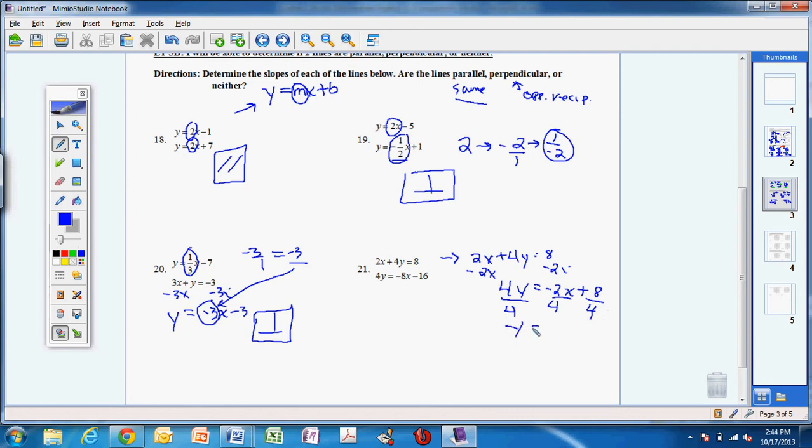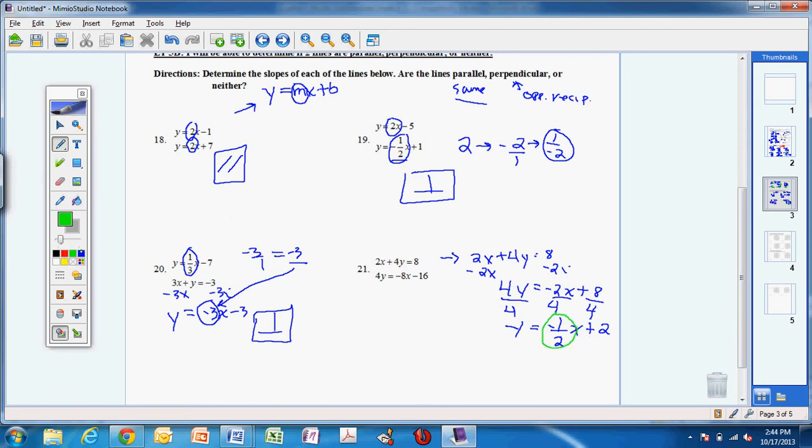Since we're multiplying by 4, we have to undo multiplication by using division. And we're left with y equals negative 2 over 4 x. Well, that can reduce because 2 goes into both of those. Negative 2 divided by 2 is negative 1, and 4 divided by 2 is just 2. And then my last part is 8 divided by 4, which is just 2. So in this case, the slope of my first line is negative 1/2.